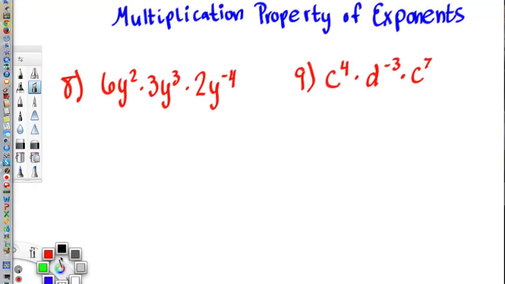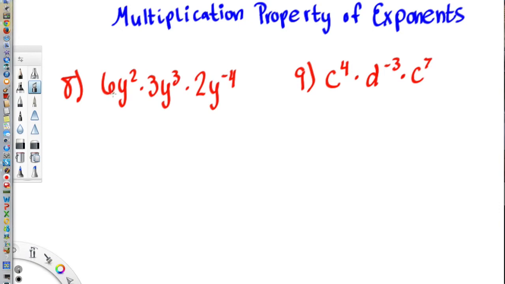Let's take a look at numbers 8 to 9. We're going to simplify these expressions where we're multiplying exponents. Now the first thing I want to do is show you what's really going on here. Here we have the same base of y, but each of these bases has a coefficient. I just want us to realize what's going on here.